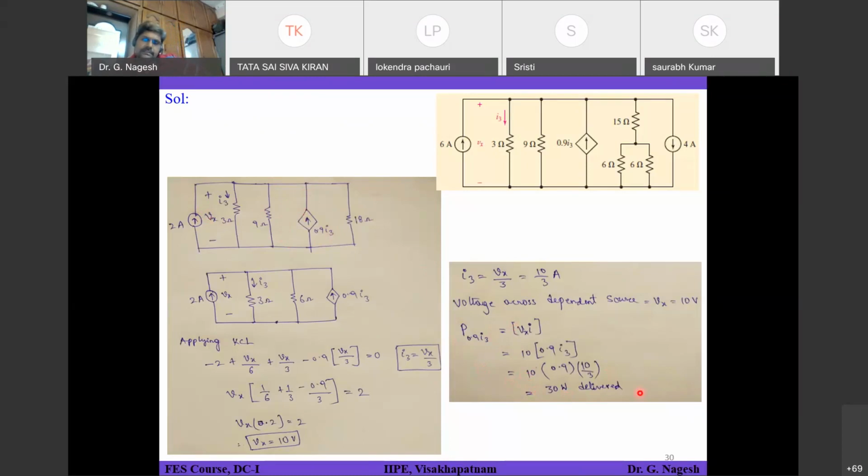Clear? So power delivered is always the current leaving the positive terminal. Power absorbed by any element is always the current entering the positive terminal. So if I ask what is the power absorbed by this dependent current source, what is the value? Minus 30. Vx remains 10, but the current entering the positive terminal will have a negative sign. So that is minus 0.9 into I3, that is 0.9 into 10 divided by 3, so you'll get minus 3. So 10 into minus 3, you will get minus 30. I hope you understand this concept.